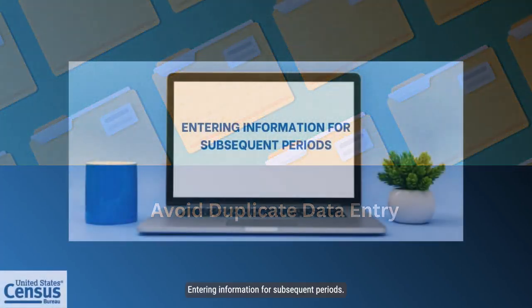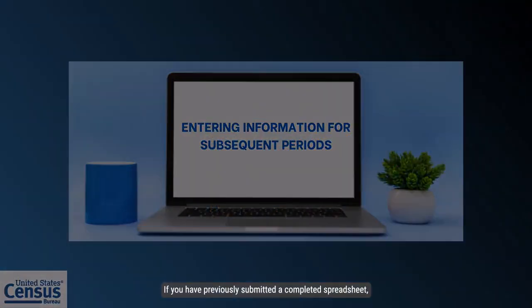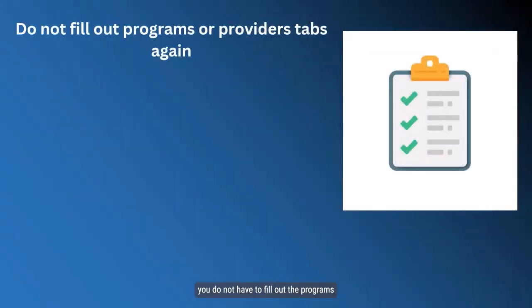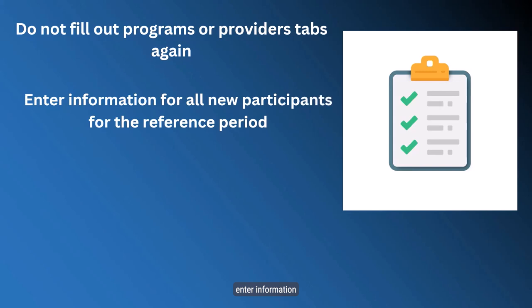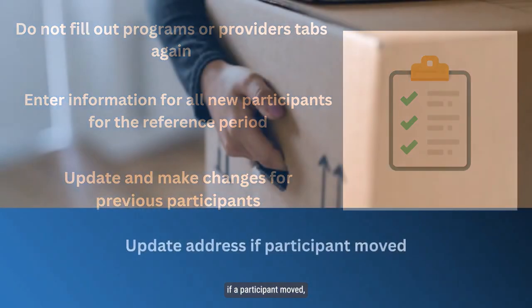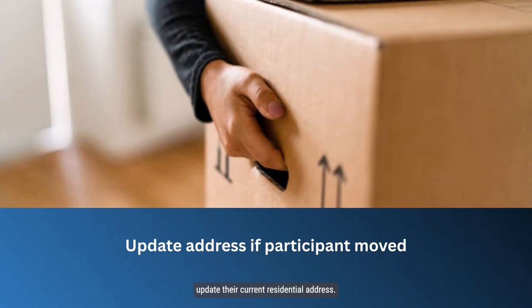Entering information for subsequent periods. If you have previously submitted a completed spreadsheet, you do not have to fill out the Programs or Providers tabs again unless you have new training programs or training providers to add. For the Participants tab, enter information for all new participants for the reference period. You can also update and make changes to information for previous participants. For example, if a participant moved, update their current residential address.